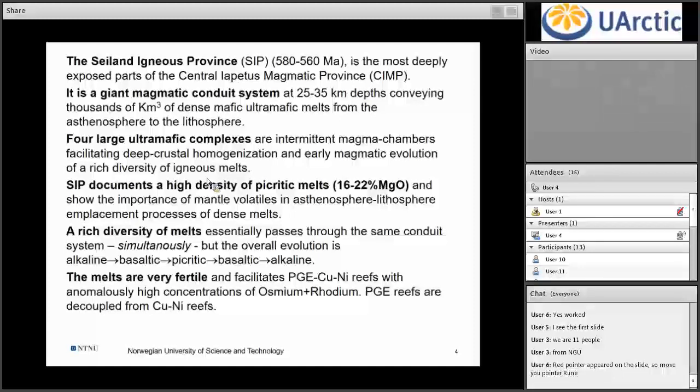Finally, the melts are very fertile and facilitated the PGE-copper-nickel reefs that are anomalously high in osmium and rhodium. Next slide, please.